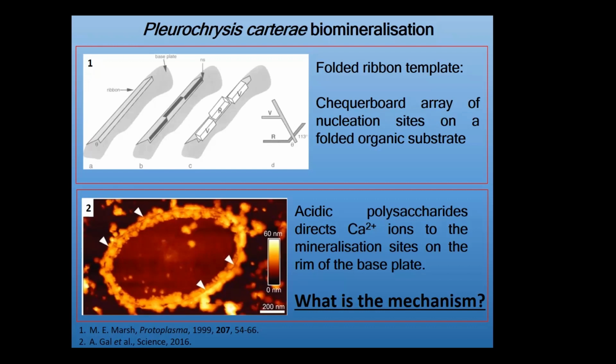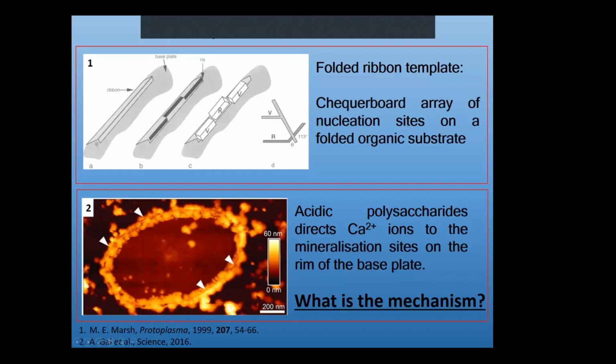Now, a really important piece of work came in 2016. It was shown that polysaccharides, the coccolith polysaccharides, can direct calcium ions to the nucleation sites on the rim of the base plate. And this is what this AFM image here is showing. So we have polysaccharides in the coccolith making complexes with calcium ions and accumulating on the rim of the base plate. What they proposed at that time was that there was a macromolecular recognition mechanism.